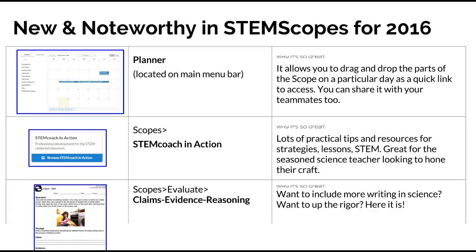And then another piece that's been added is the Claims, Evidence, and Reasoning. And this is under the Evaluate in the Scopes. This is really going to help our students include some very pointed science writing, and it's also going to up the rigor. When you look at this for K, 1, and 2, it only includes claims and evidence for those kiddos, and then in 3rd, 4th, and 5th, it brings in the reasoning. You'll be hearing more about this over the next year as we integrate this more into some of our PD, so I just wanted to make sure you knew that was there.